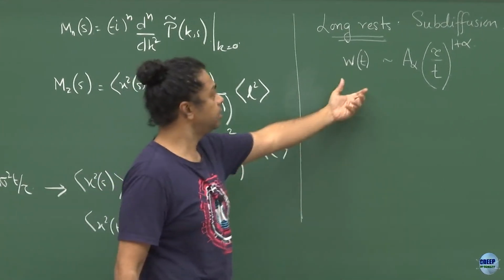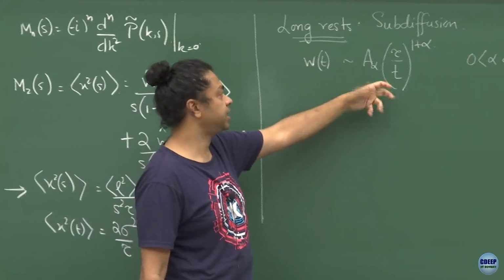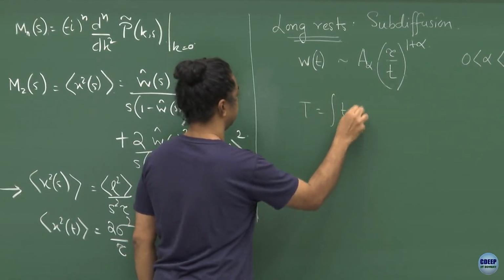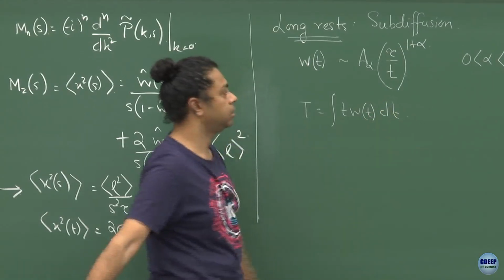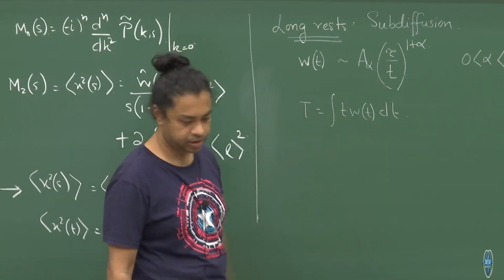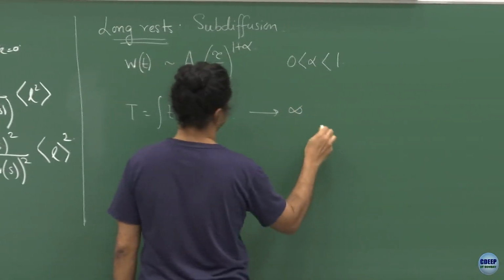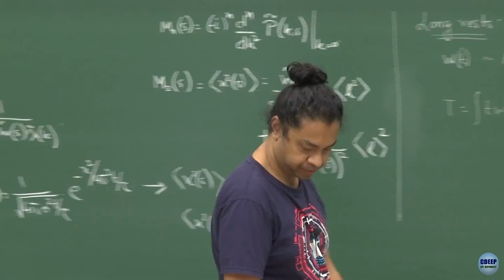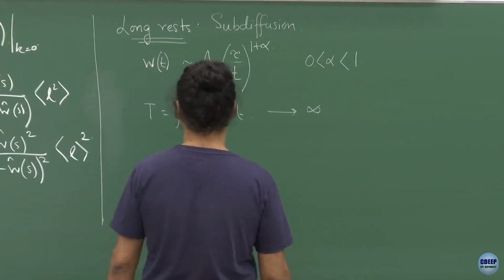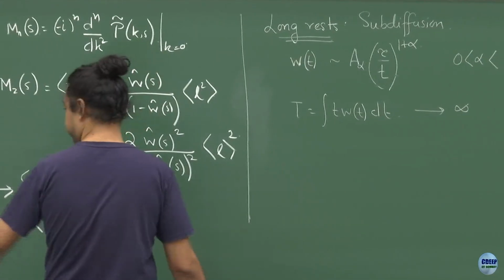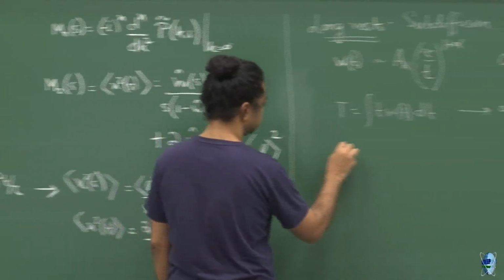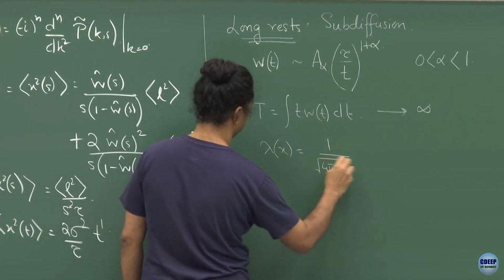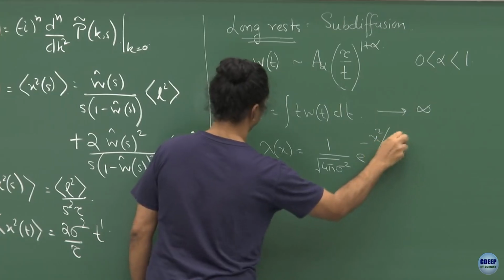Now, of course, if you compute the mean waiting time according to this distribution, the integral of t w(t) dt, this diverges, and therefore there exists no mean time for the power law. So this is one category where the mean time diverges. We can let the other thing be as it is. In fact, you can take the same Gaussian lambda of x, which is 1 by square root of 4 pi sigma squared, e to the power of minus x squared by 4 sigma squared.